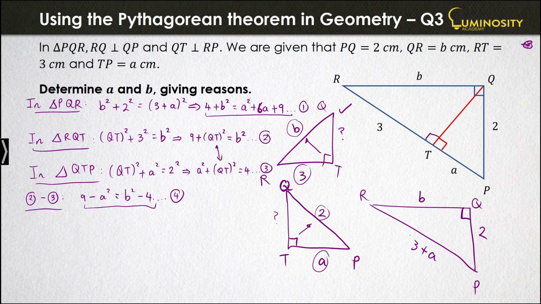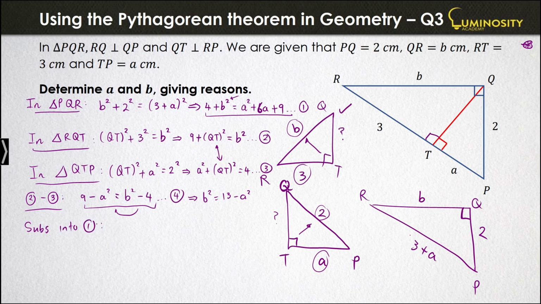Okay, so I think let's try and simplify the problem by looking at equation 4 and making b squared the subject of the equation, because then I can replace b squared here, and then hopefully it'll just be all in terms of a's, and then we can solve. Okay, so b squared minus 4, so I need to add 4 to both sides. So I'm going to get 9 plus 4, that's 13, minus a squared. Okay, so now I'm going to substitute this value into equation 1.